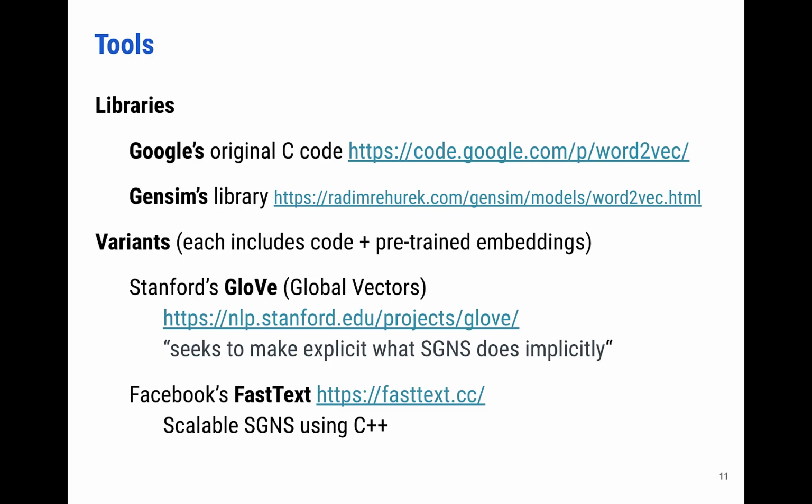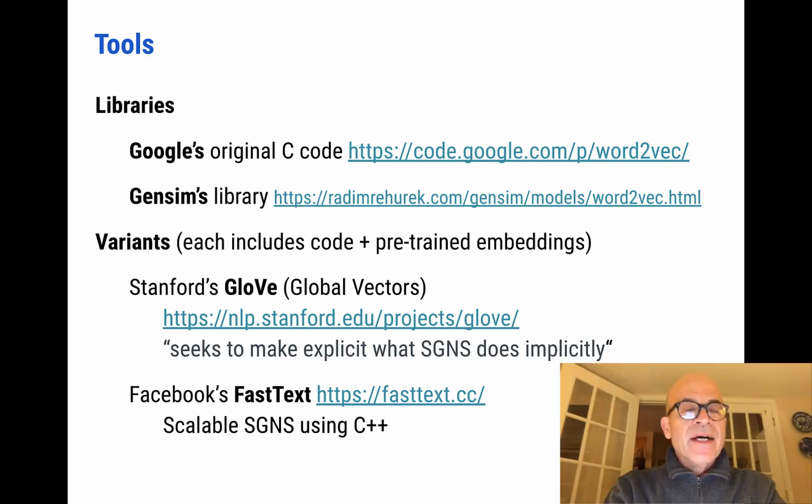This is a relatively fast-moving field, as all of data science is, and 2 other methods that tweak and extend the Word2Vec method are GloVe, which stands for Global Vectors, developed at Stanford's, I'm not sure if it's not the Literary Lab, but Natural Language Processing Group. And then there's Facebook, which has developed fastText. It's a scalable version of SGNS. And both of those are there.